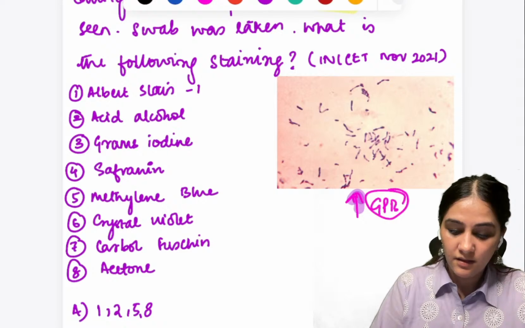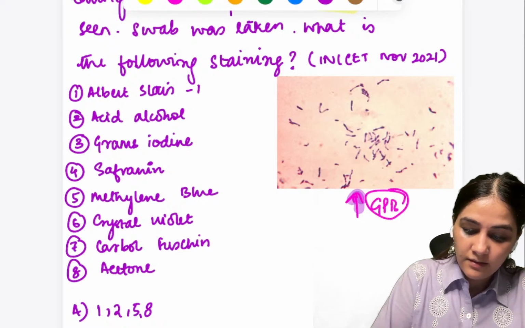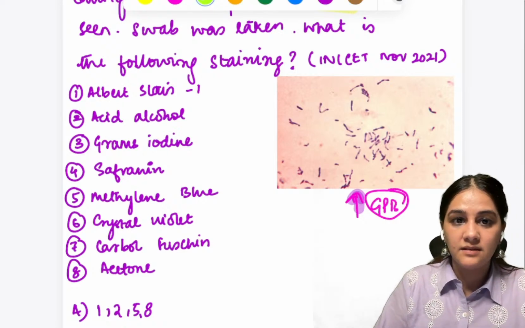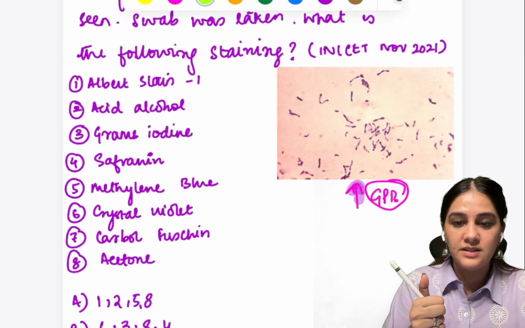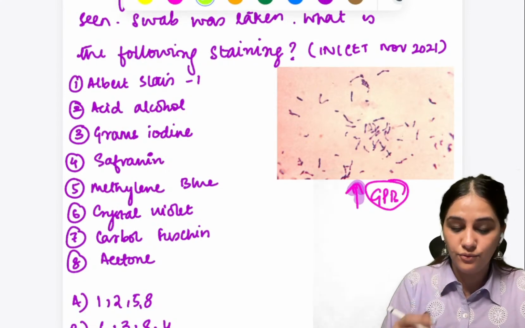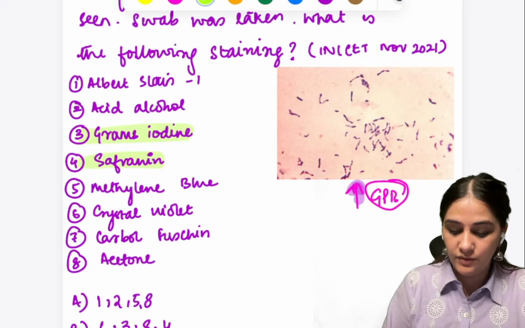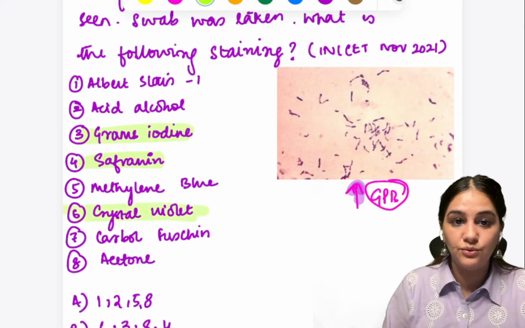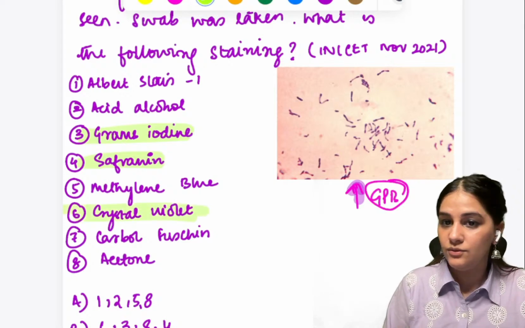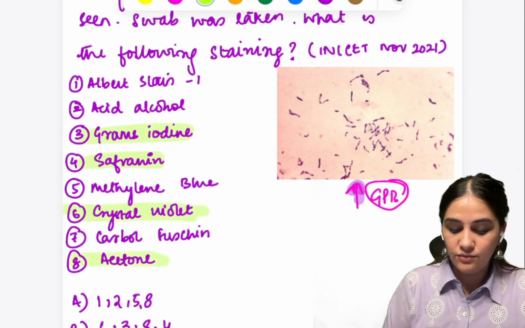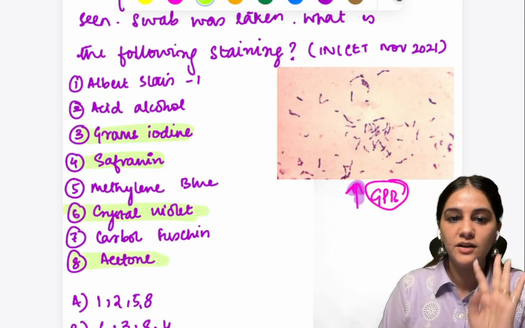So what are the different stains that we use in a gram stain? Let's first see. Do we use an Albert stain? No. Do we use an acid alcohol? No. Do we use gram's iodine? Yes. Do we use safranin? Yes. Do we use methylene blue? No, we don't. Do we use crystal violet? Yes, we do. Do we use carbol fuchsin? No, we don't. So, do we use acetone? Yes, we do. So, we have marked 4 things.